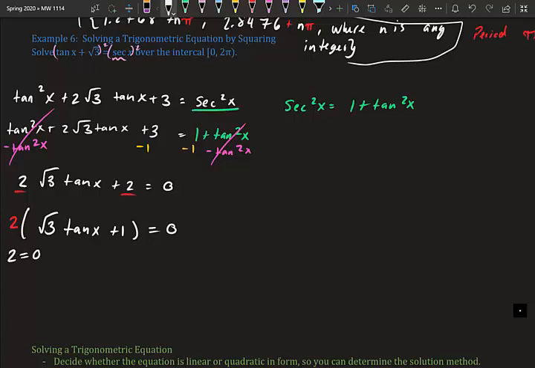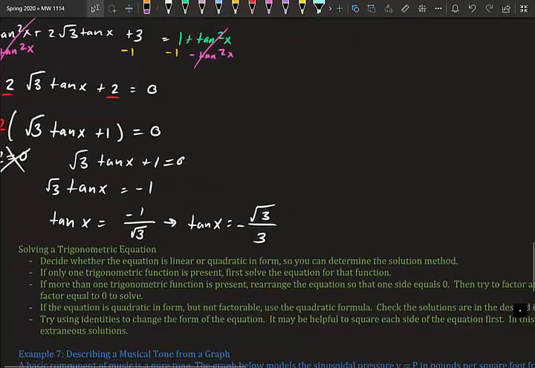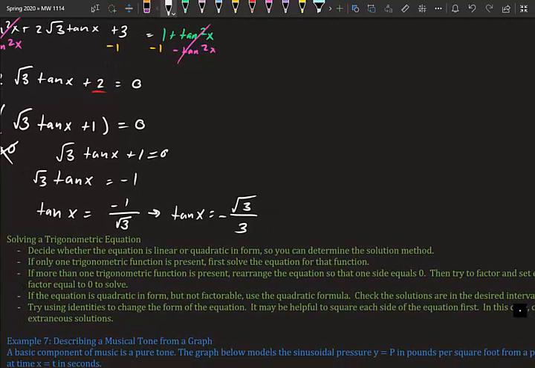So we have 2 equals 0. That doesn't exist. And then we have square root of 3 tangent x plus 1 equals 0. So we have square root of 3 tangent x equals negative 1. We're going to divide by square root of 3. So our solution is, we're getting there. Our tangent x equals negative square root of 3 over 3. So those values can be found at 5 pi over 6 and 11 pi over 6.